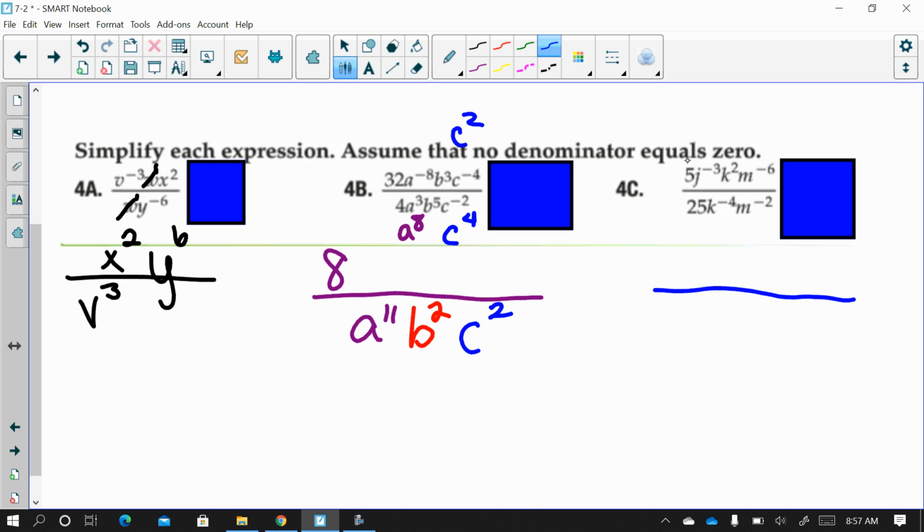Okay, start my coefficients. 5 over 25 reduces to 1/5. Okay, j to the negative 3. I don't see any other j's, but I don't like negative exponents, so he drops down. Start with my k's. K squared, oh, I don't like k to the negative 4, so he comes up. 4 plus 2 gives me 6. And finally my m's. I don't like m to the negative 2, bring him up. Don't like m to the negative 6, take that down. Now we can do subtraction. 6 minus 2 gives me 4. And since I started on the bottom, it stays on the bottom.